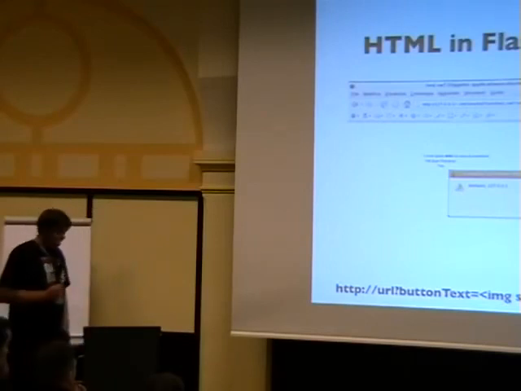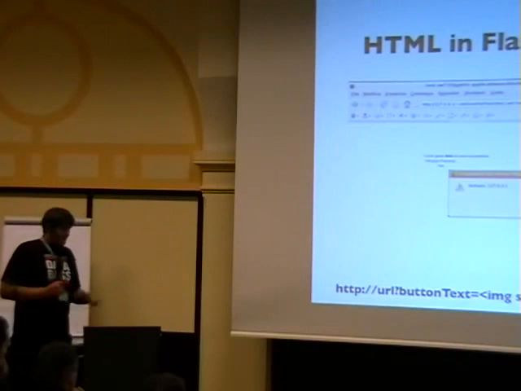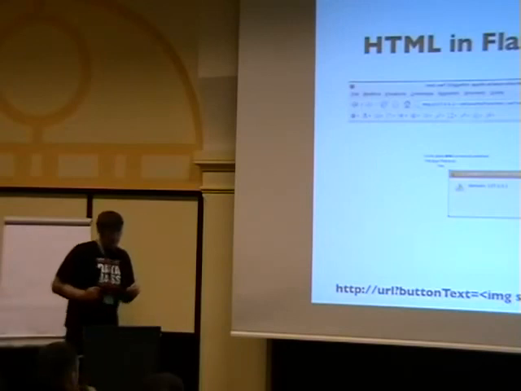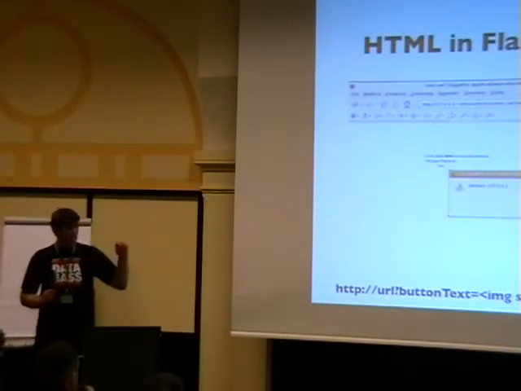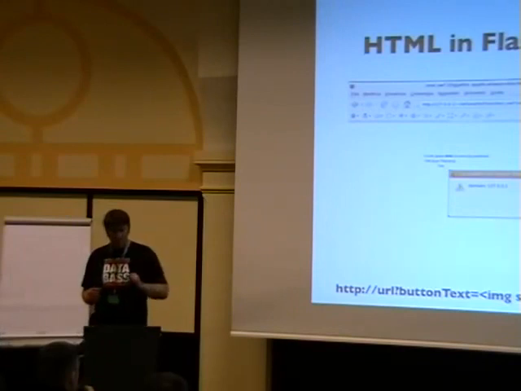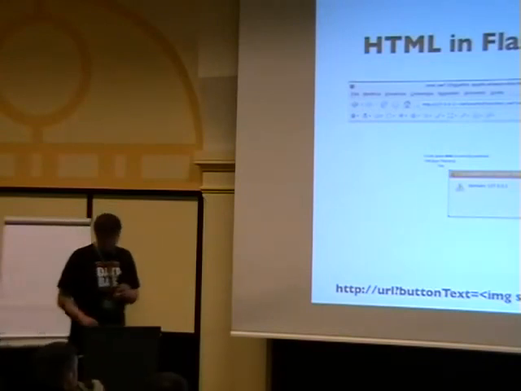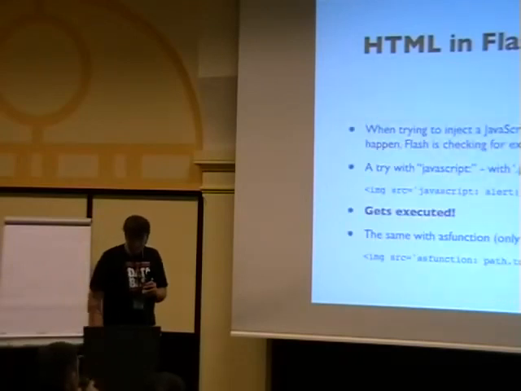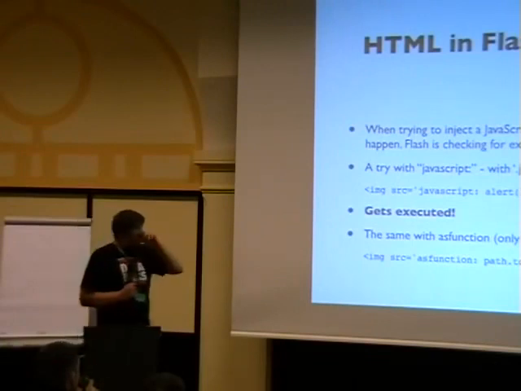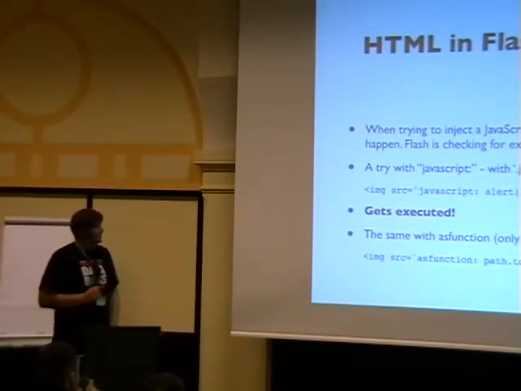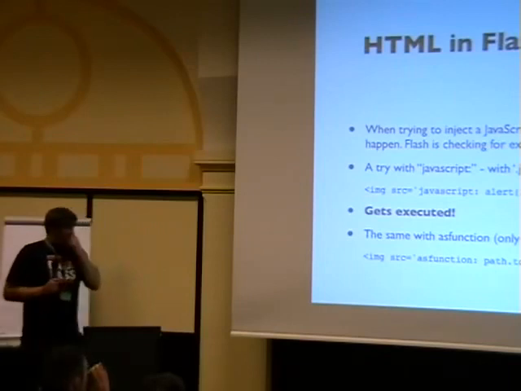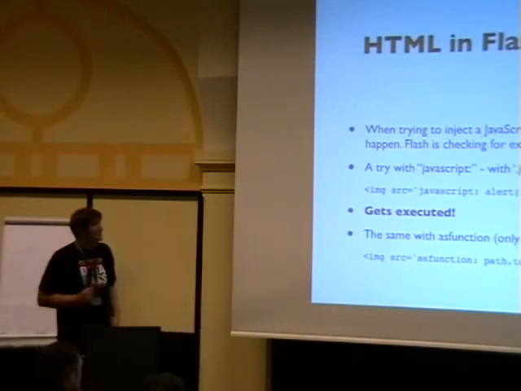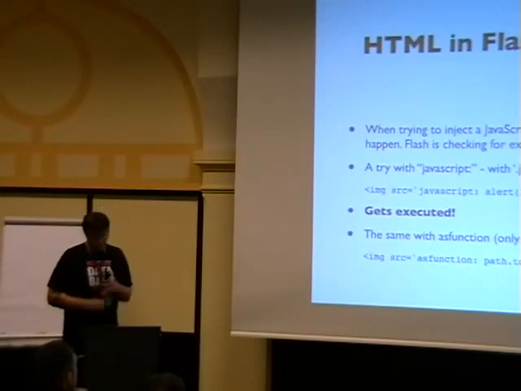I think it's because ActionScript applies the security policy of the movie, which is called by the parent object. It's a very stupid idea in my point of view. The other thing which I just showed before is that you can supply JavaScript code inside an image tag, because it only checks for the file extension, and so it gets executed when you do it that way.